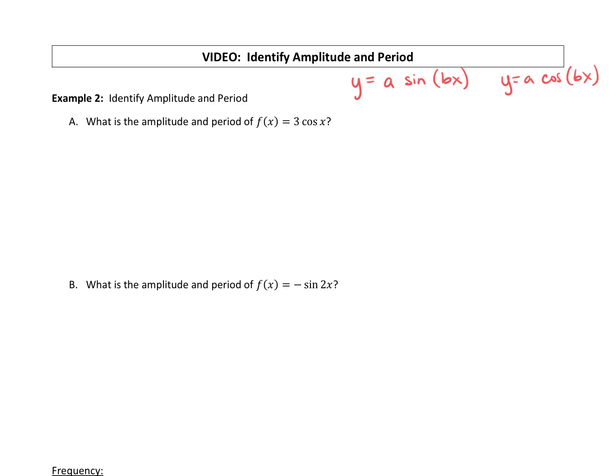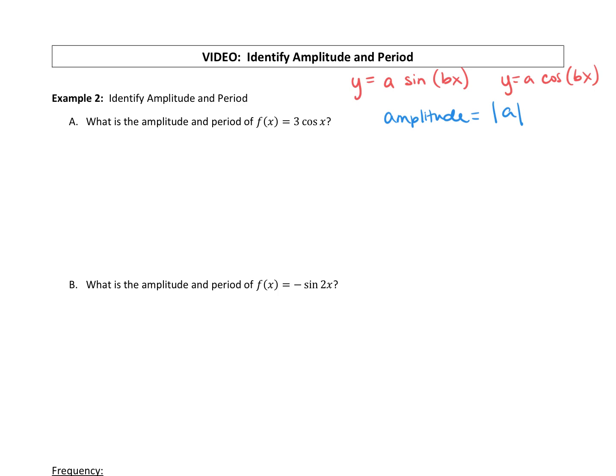So let's put a couple definitions that we're going to keep referring back to. Our amplitude is the absolute value of that a. So if there's any number in front of your sine or cosine function, that a value will give us the amplitude. Remember, amplitude is the maximum or minimum value. It helps us graph these. And if there's not a number there, then our a value would be a 1.